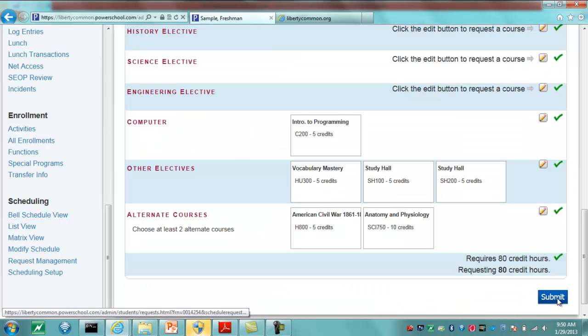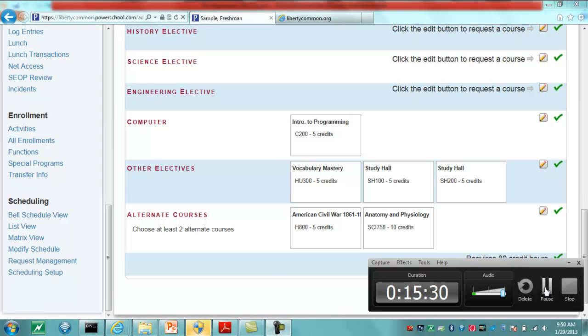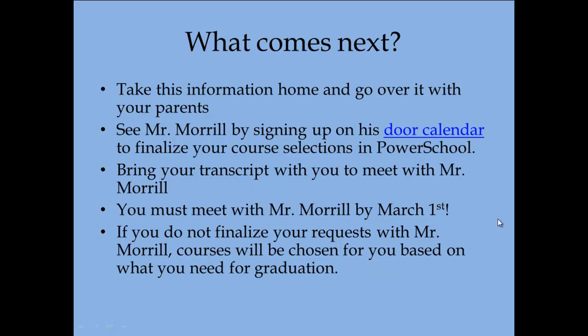Once you're done, you click Submit, and then we go on to the next step. So the next step in the process is to make sure that you have a good conversation at home with your parents about the courses that you plan to take. Go through the curriculum guide together, look at the PowerSchool menu together, and make some decisions.